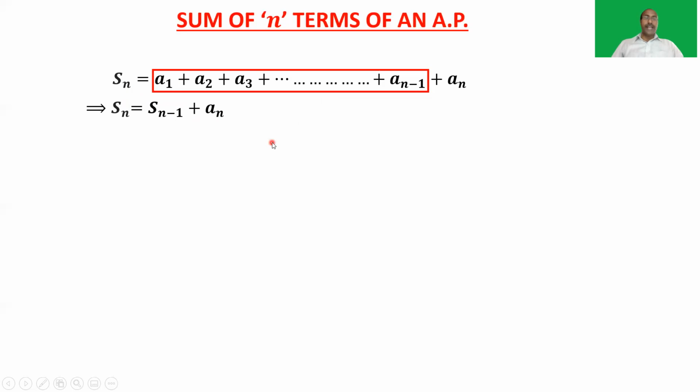And from this we can write an is equal to Sn minus S(n minus 1). That is, subtracting the sum of n minus 1 terms from the sum of n terms, we get the nth term of the arithmetic progression. Okay, so an is equal to the sum of n terms minus the sum of n minus 1 terms. Okay, students, so these are the two important formulae regarding the exercise that we are going to solve now. So let's start exercise 6.3.